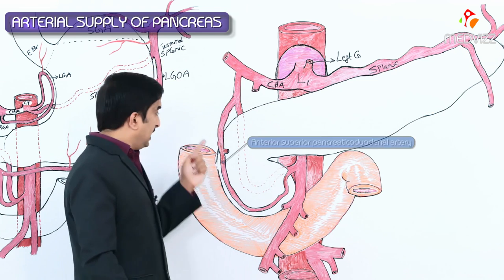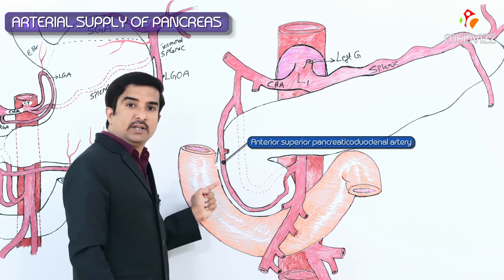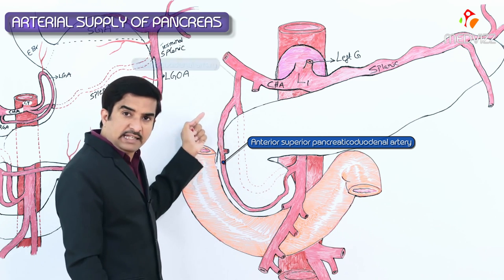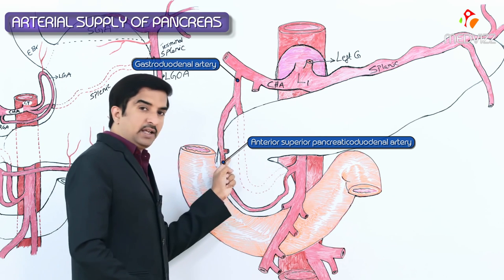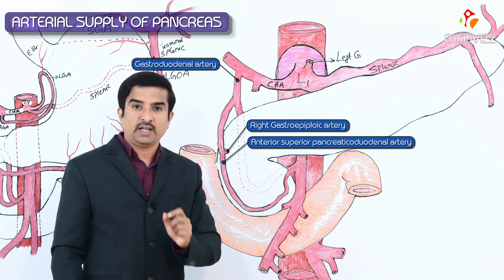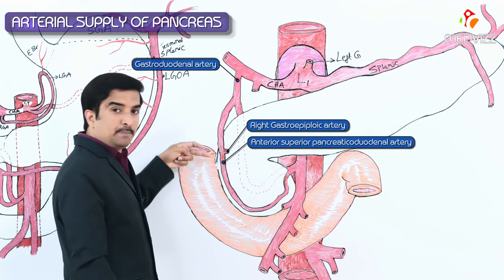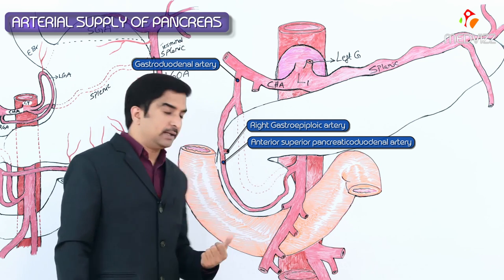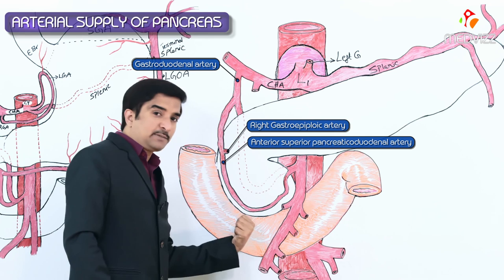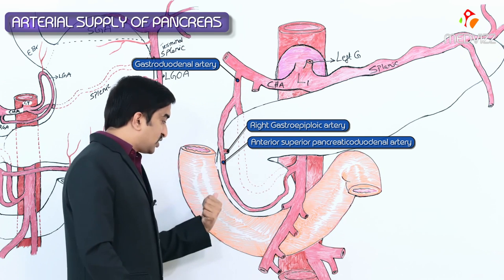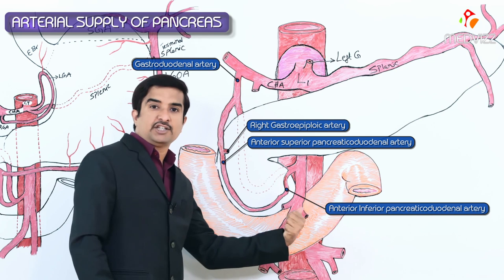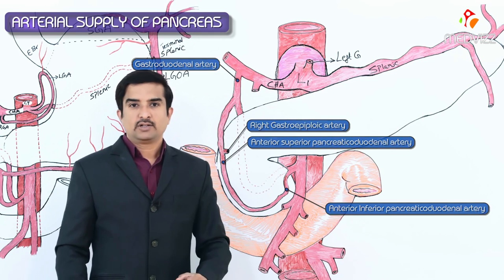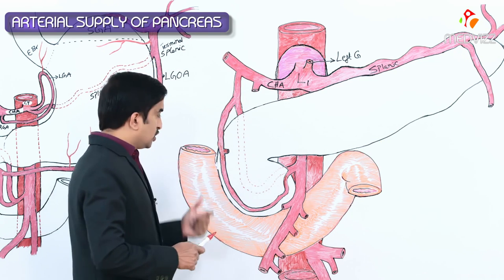In the same way, the anterior superior pancreaticoduodenal artery usually arises as a small terminal branch of the gastroduodenal artery together with the right gastroepiploic artery, where it originates behind the first part of the duodenum, that is, behind the inferior border of the first part of the duodenum. This one runs along the anterior aspect of the head of the pancreas, where it joins with the anterior inferior pancreaticoduodenal artery to form the anterior pancreaticoduodenal arcade. So this is what is about the superior one.